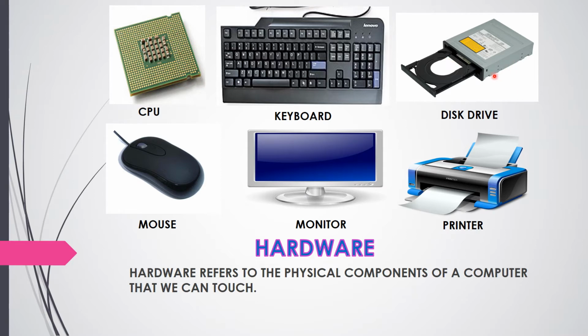Next is disk drive. Disk drive is a device which allows a computer to read from and write onto computer disk. Next is mouse. A mouse is a pointing device that controls the movement of the cursor or pointer on a display screen. As you can see, I am moving the pointer with the mouse. Monitor. Monitor is an output device that displays information in pictorial form. Monitors often look similar to televisions. Printer is a hardware device which is attached to a computer for printing text or pictures.